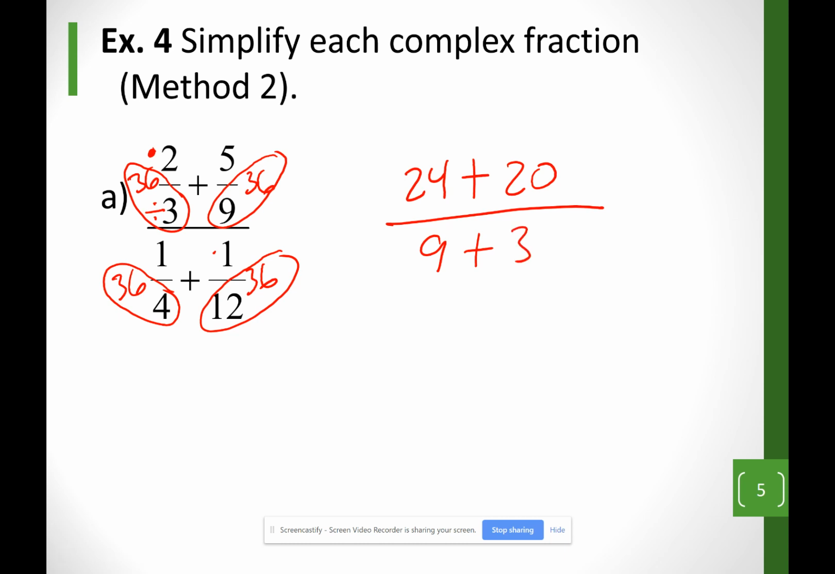So at least I got rid of fractions on the top. I got rid of fractions at the bottom. The top, 24 plus 20, we're going to call this 44. The bottom, 9 plus 3, we're going to call that 12. Then simplify this as much as we can, and I'm going to end up calling this 11 over 3.